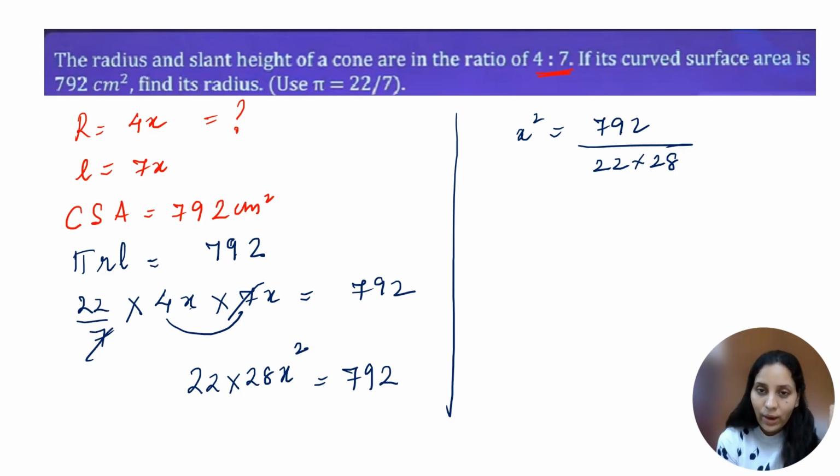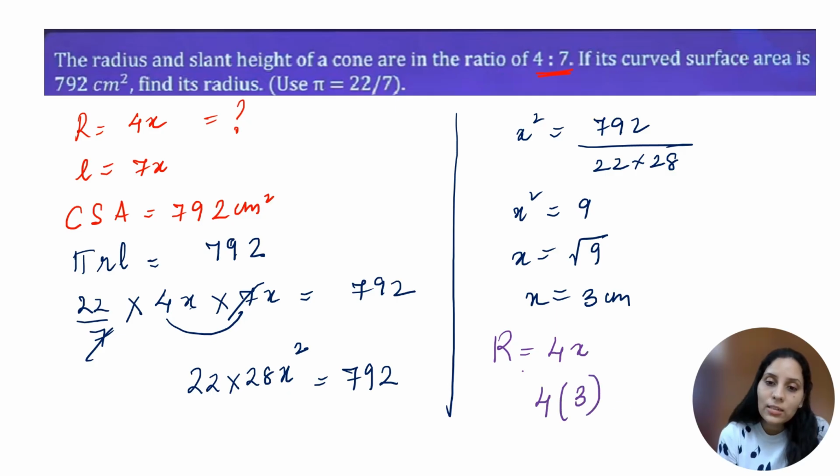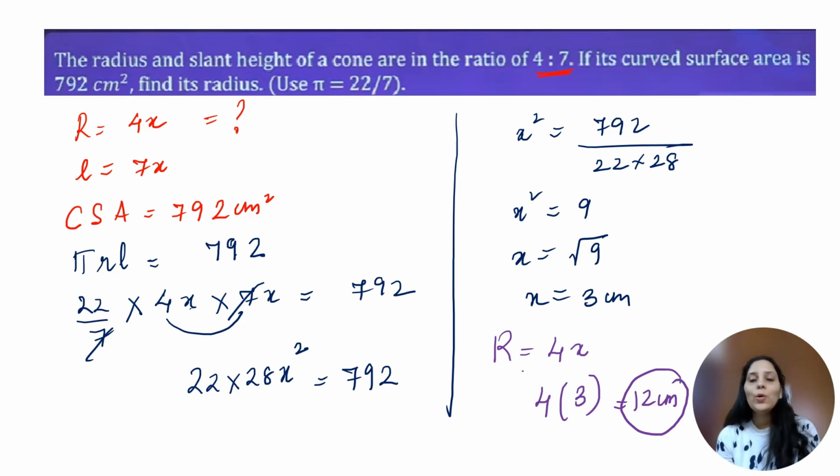If I simplify this, I'm going to get x square is 9. So then x will be equal to root 9, which is equal to 3 centimeter. Now I got x, but what do I need to find? I need to find the radius. Radius is equal to 4x. 4 into x is 3, that means 12 centimeter. So the radius of the cone is 12 centimeter. Units are very important because if you don't write the units, half mark will be deducted.